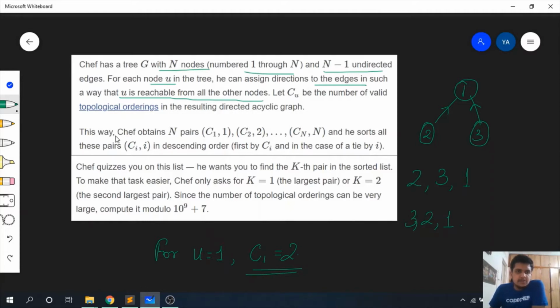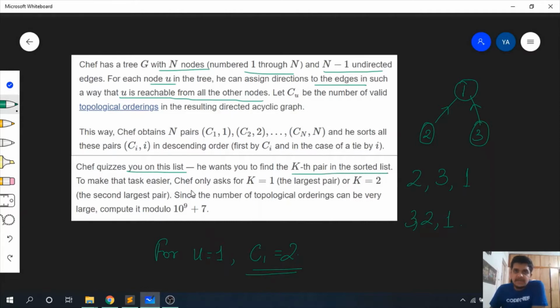Now this way, Chef obtains n pairs: C1, 1; C2, 2; and so on. That is, he calculates the number of topological orderings for each node, and he sorts all these pairs in descending order. So the node with the maximum number of topological orderings comes first in the list. Now Chef quizzes us on this list. What he wants us to find is the kth pair in the sorted list.